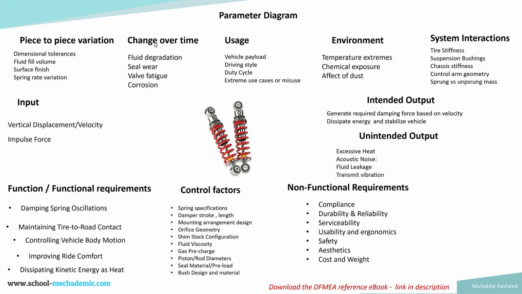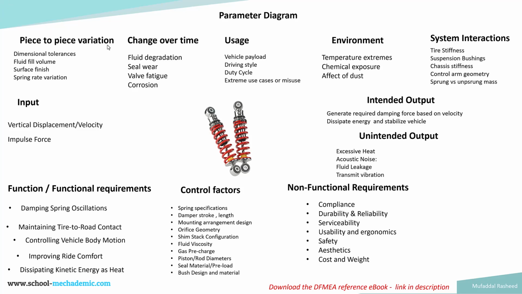So these 5 categories are called noise factors. These noise factors are the sources of variation in the output or performance of the system which are not in control of the design engineer. Noise factors are external to the system, or we can say not in control of the design engineer. These are factors which are in control of the design engineer, the control factors. But these are the factors which are not in control of the design engineer.